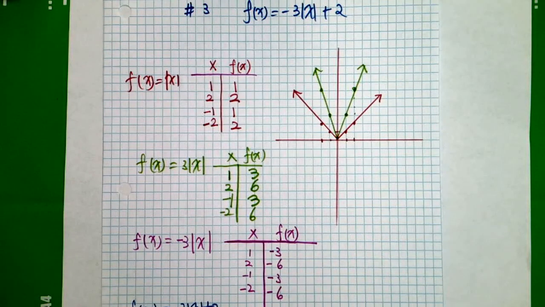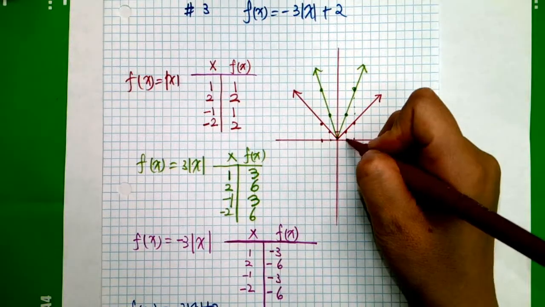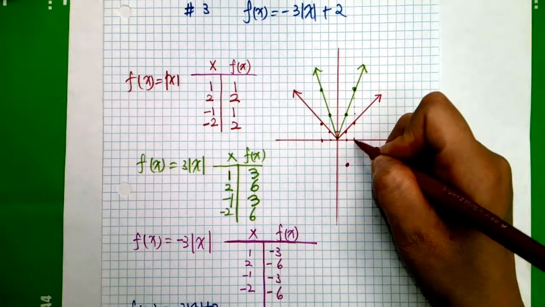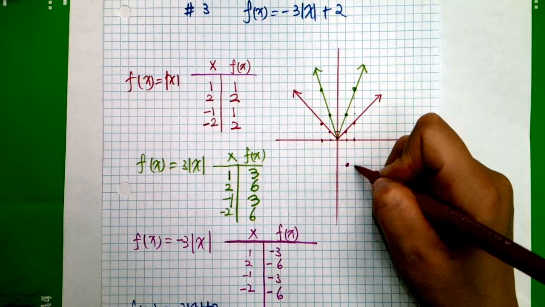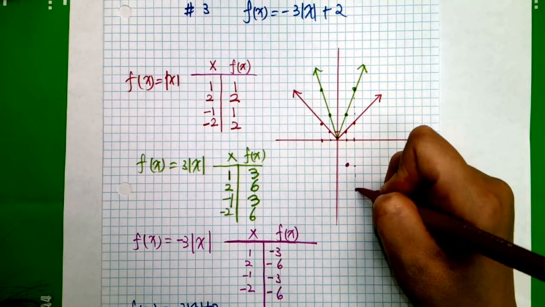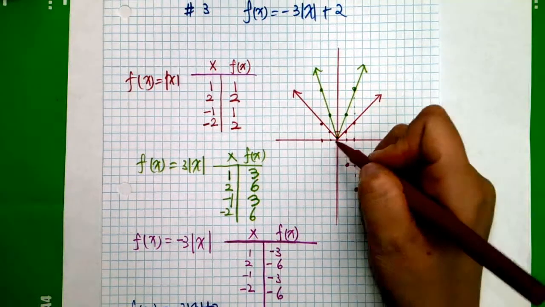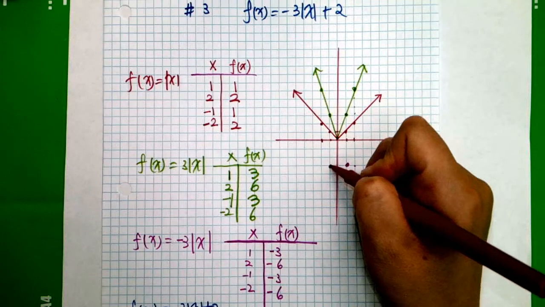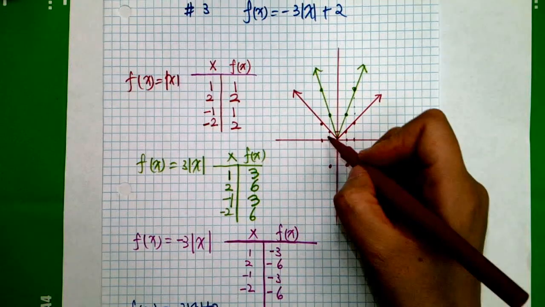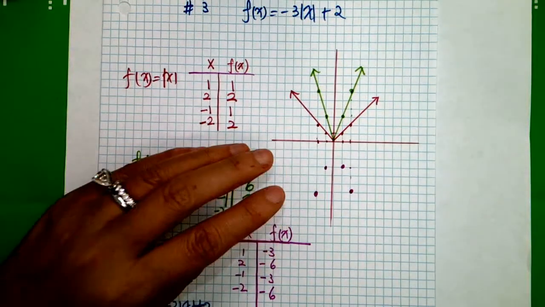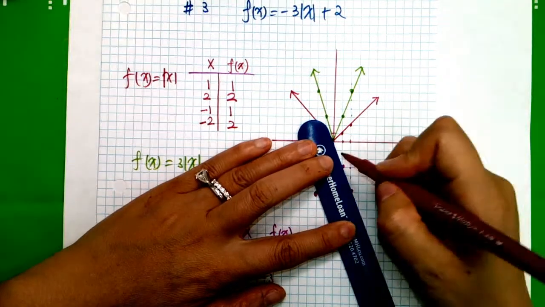When we plug in the graph, you will have 1, negative 3, okay, 2, negative 6, x equals 2, y equals negative 6. X equals negative 1, y is negative 3. Negative 2, negative 6. When you connect them, our graph will look like this.